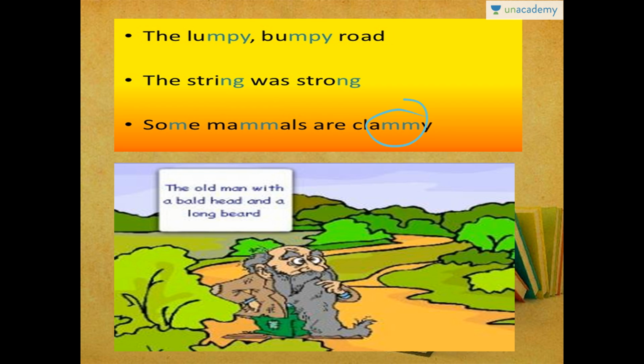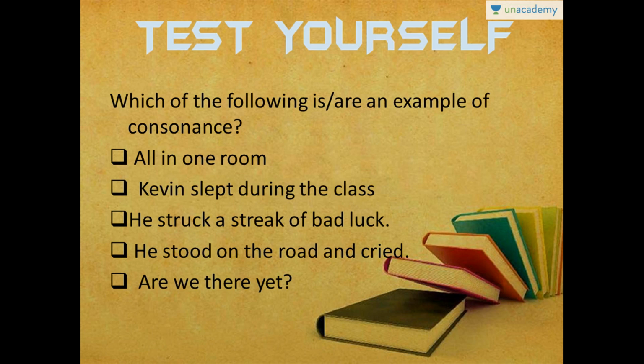Let's read this one. Here's a picture of an old man sitting by the road, and the picture says, the old man with a bald head and a long beard. Old, bald, head, beard. So these all are examples of consonance. Here's the test we often take. You have to find which of these are the correct examples of consonance. So you can pause the video.